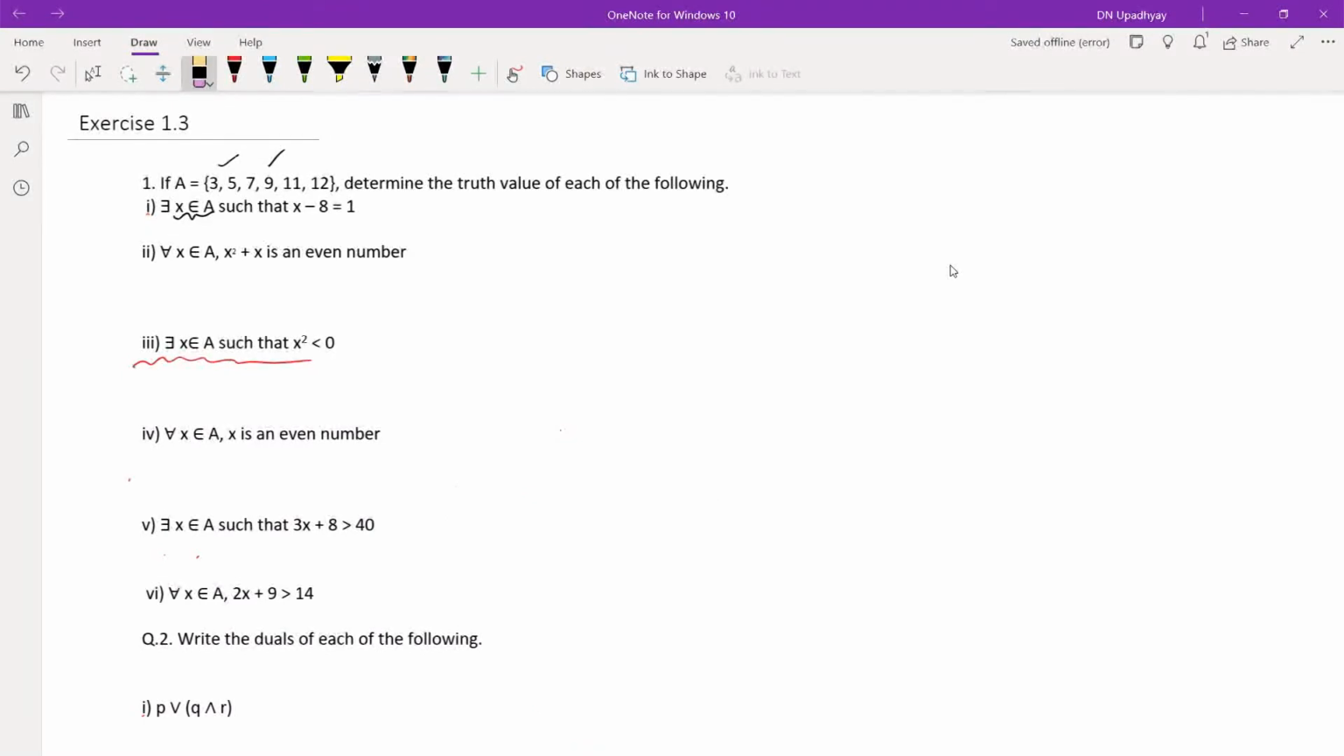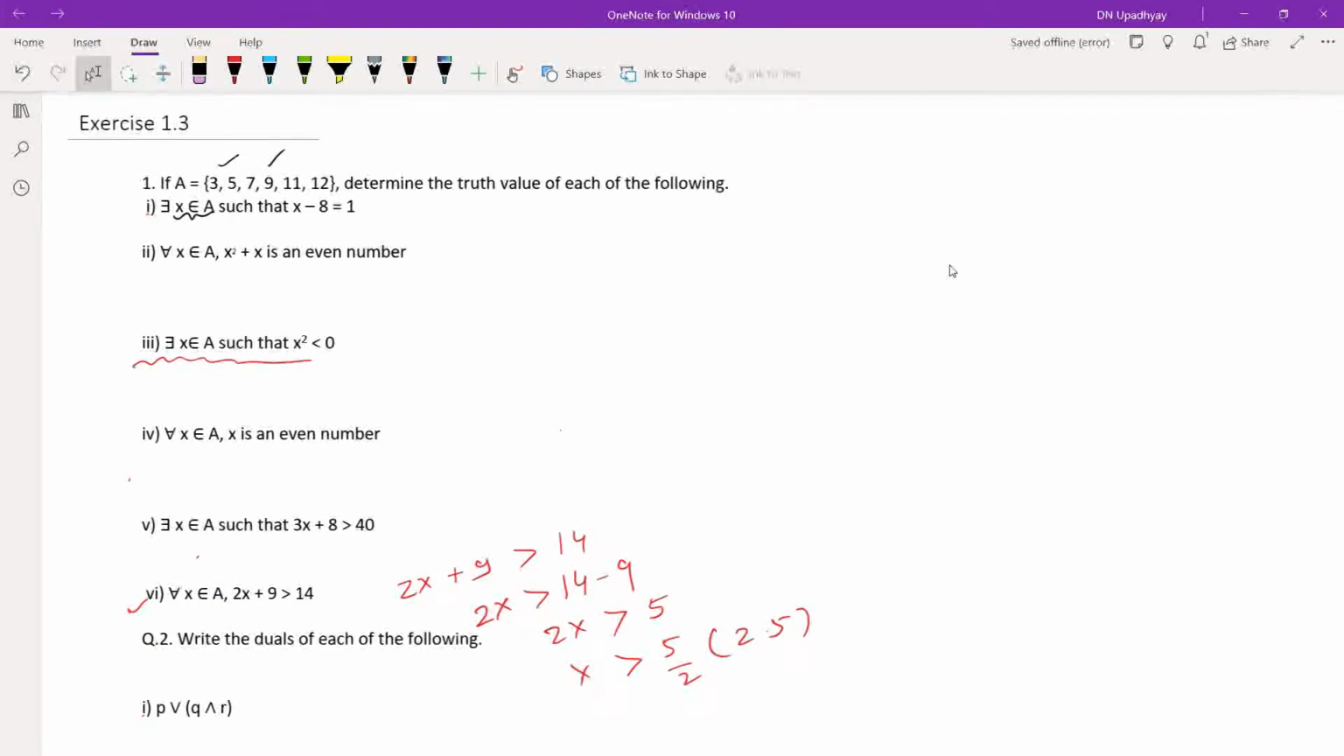Now question number 6. For all x belonging to A, 2x plus 9 should be greater than 14. And they are asking for all. So let's check. 2x greater than 14 minus 9, so 2x greater than 5. So x greater than 5 by 2, which means 2.5.